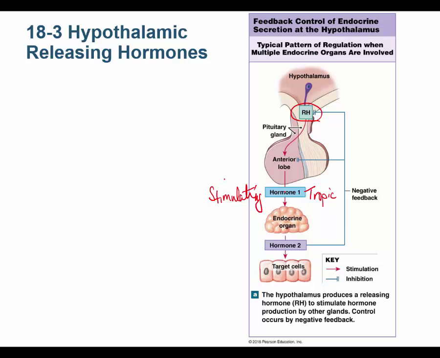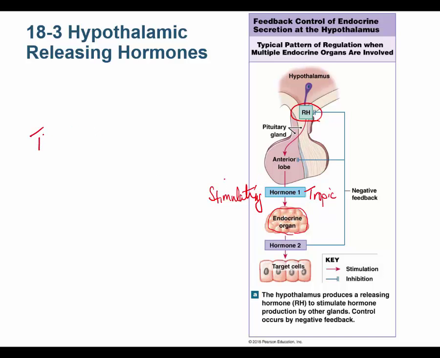And the stimulating hormone, or tropic hormone, goes to the effector endocrine organ, which tells it to secrete its hormone. So this could be the hypothalamic pituitary thyroid axis. It could be the hypothalamic pituitary adrenal axis. It could be the hypothalamic pituitary gonadal axis. It all depends on what organ we're talking about down here. So these are axes, and the words tropic and stimulating are sometimes used interchangeably.